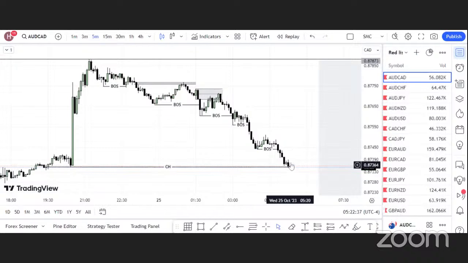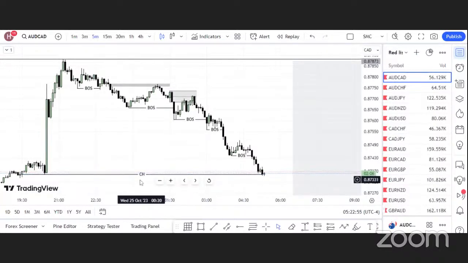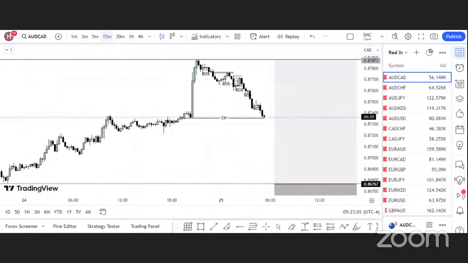So if this market would come back now, I think the market is going to mitigate this area, all right? It's going to mitigate this area. Then it's going to take inducement here. It's going to take people out, okay? But for now, the market is still trying to break this structure to the downside to give us a higher time frame change of character, right?